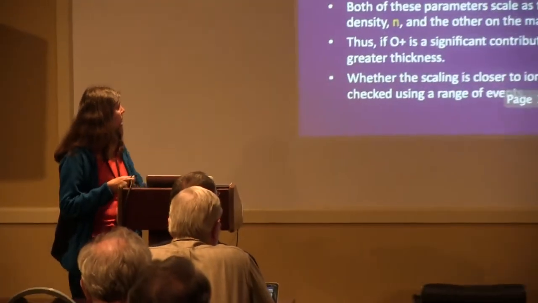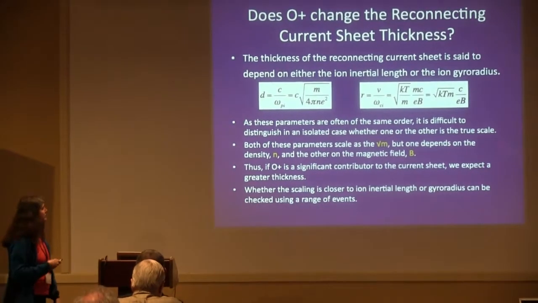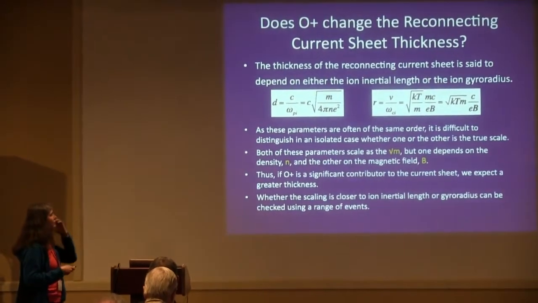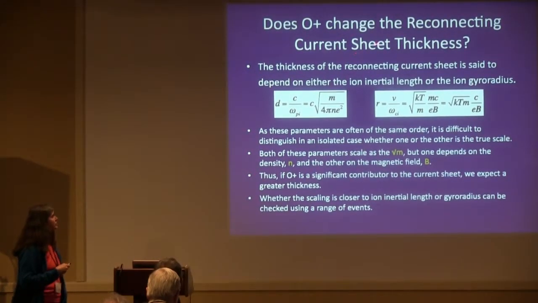Okay, so those are interesting results, and so we're now trying to look more into the microphysics of how the oxygen is behaving in the tail. So we've been looking, for example, at how the oxygen affects the reconnection current sheet thickness.